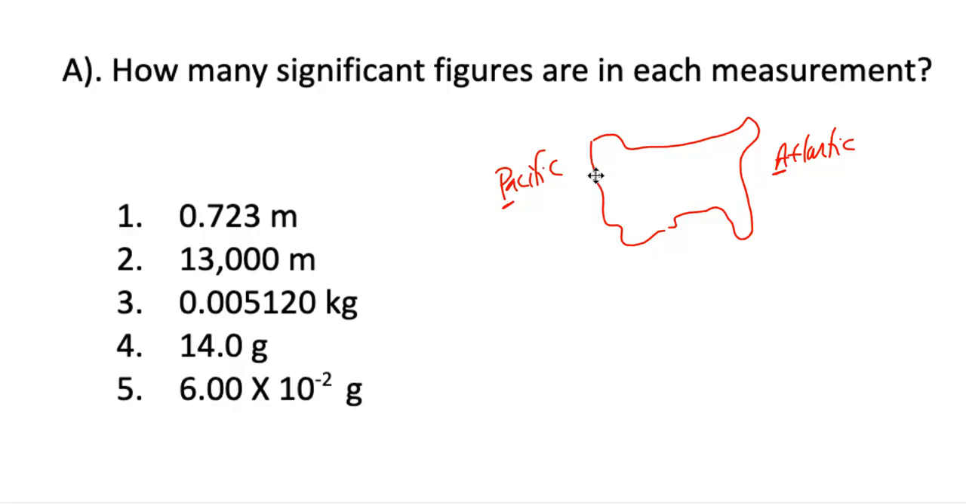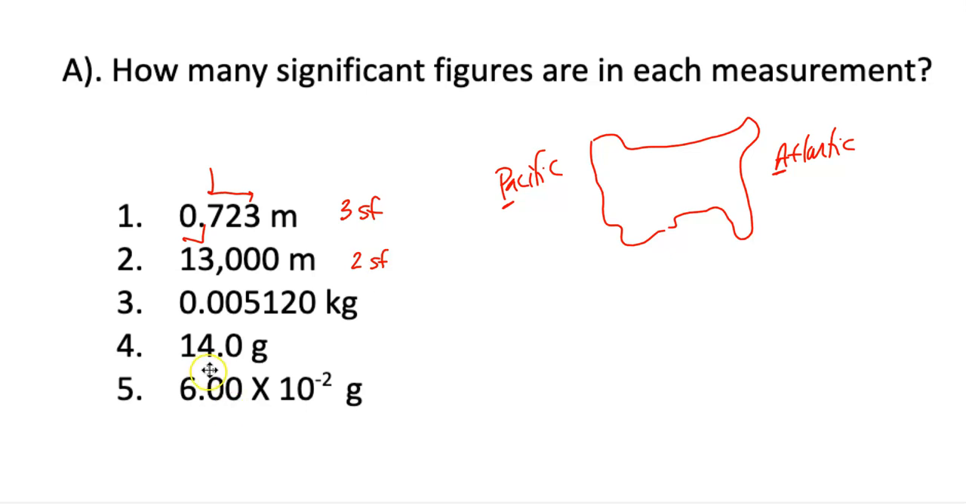So looking at this first measurement, the decimal is present, so we start here. Here's the first non-zero, everything after, 3 sig figs. For 13,000 meters, there's no decimal, so it's absent, so I come this way. This is the first non-zero and everything here, 2 sig figs.